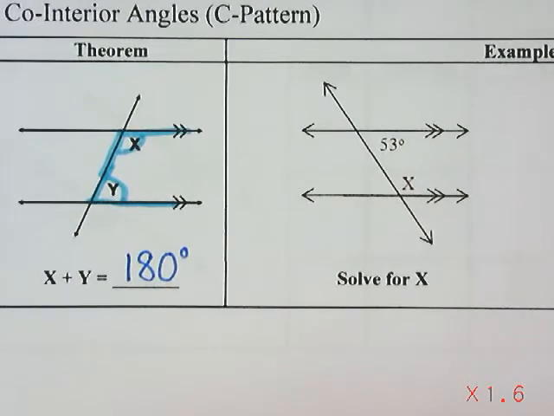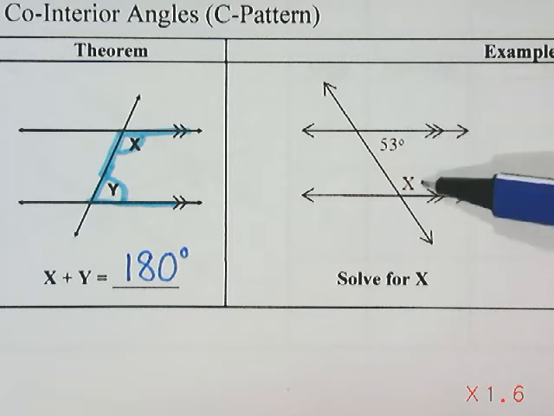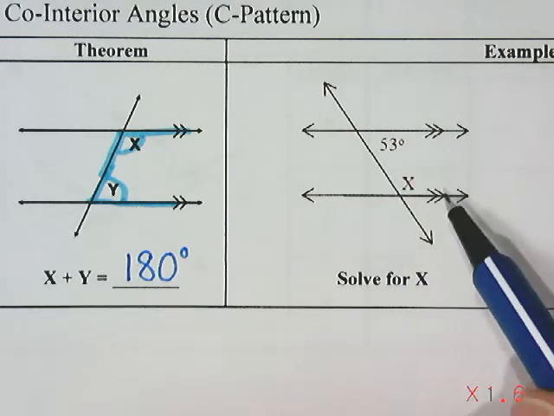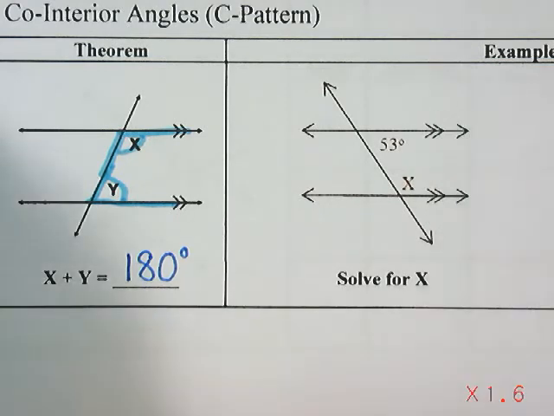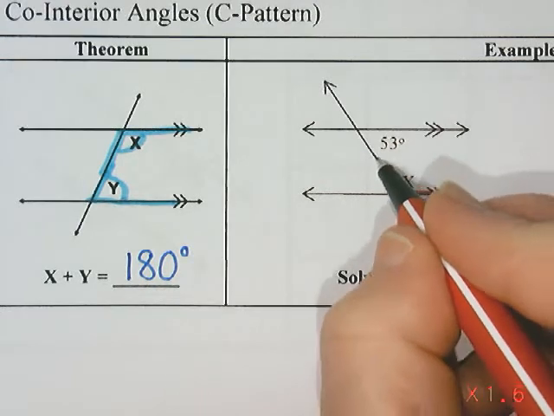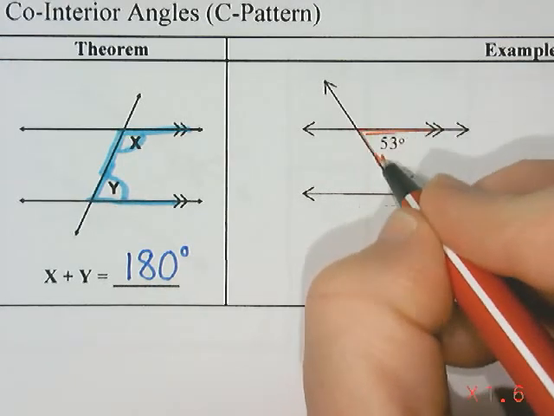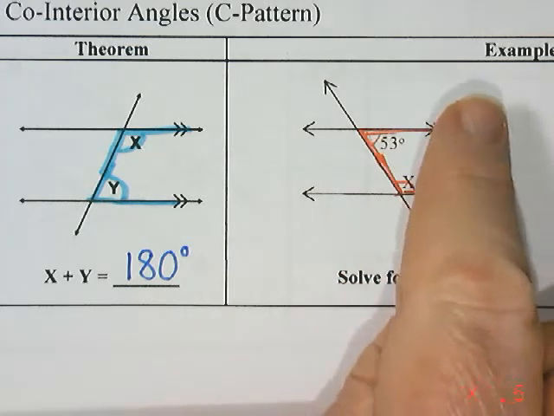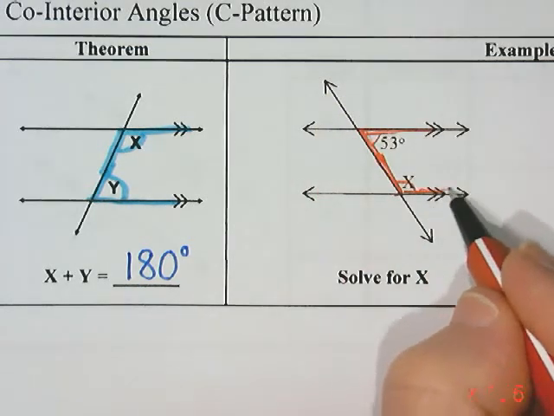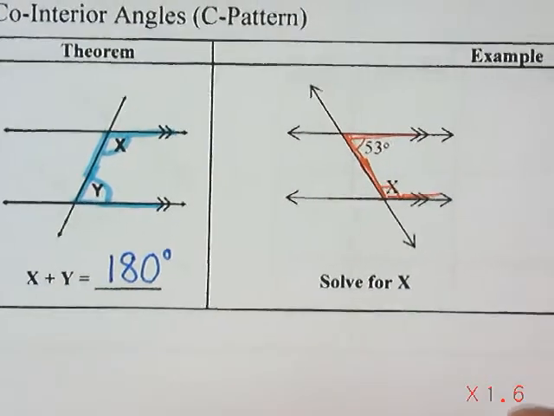I have a diagram. You'll notice that in all three of these examples, the 53 degrees are in the same spot. What's moving is the X in our picture. So I look for the parallel line markers, which I see. I trace over the angle I want, which is X, the angle I know, which is the 53, and I see that it makes a very square looking C. So I know that these two angles add to 180.